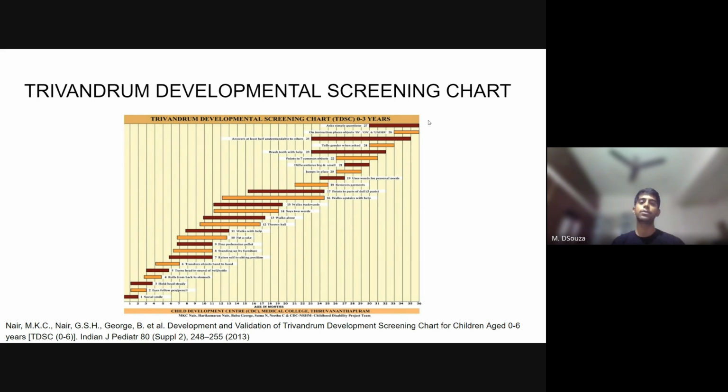Okay, so generally we would look at screening for developmental delays in children aged between 0 to 6 years with the Trivandrum Developmental Screening Chart. Very simple to use this chart. All that you would have to do is establish the child's chronological age, so either from their birth date, or if you're confident the parents are giving you the right age, find out how old the child is.